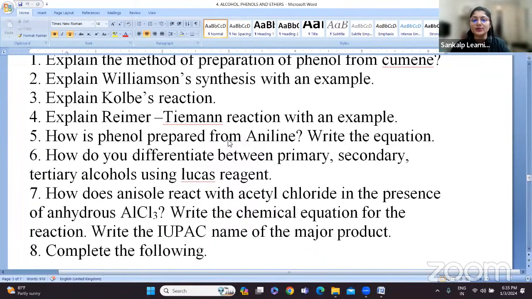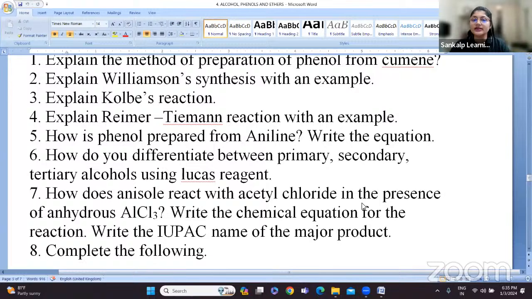Then what is the Reimer-Tiemann reaction? In the Reimer-Tiemann reaction, what is the product obtained? It is salicylaldehyde. We are preparing salicylaldehyde. So what are we doing in the Reimer-Tiemann reaction? We are taking phenol and treating it with chloroform and sodium hydroxide. Then you get an intermediate.